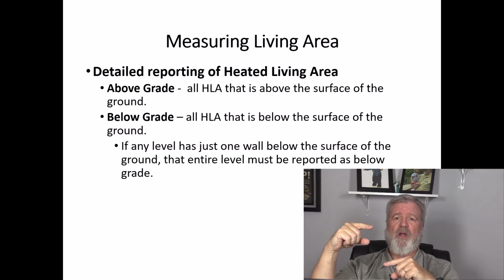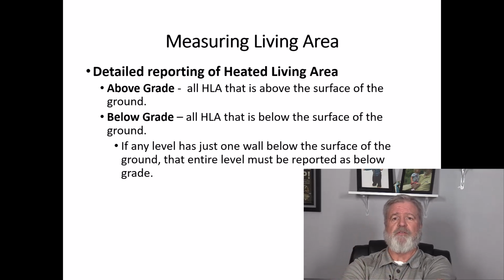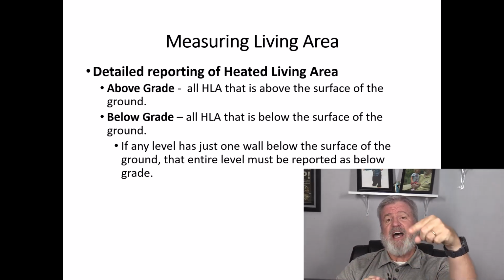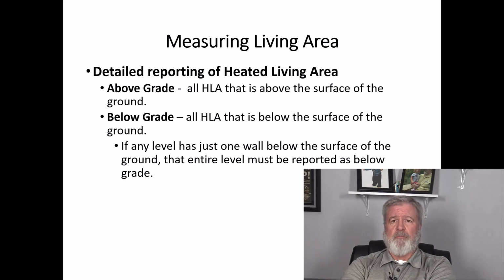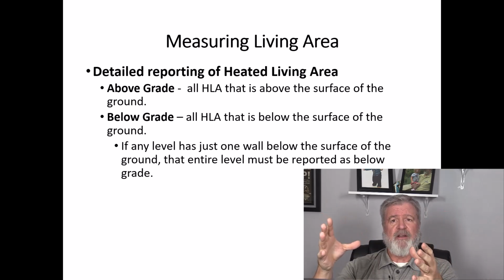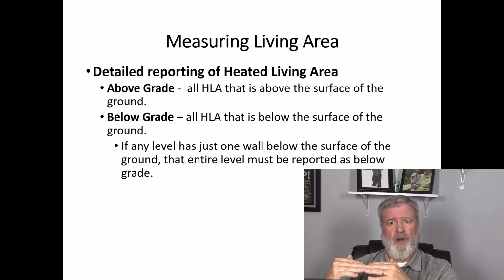That looks kind of weird. You've got a window just a few inches, maybe a foot off the surface of the ground. That's because when you go inside there, it's actually below the surface. So a lot of times tri-level homes have a lot of below grade. But you've got to separate those two. So you can't just report the total heated living area if some of it's above grade and some of it's below grade. If it is, you've got to break that out.